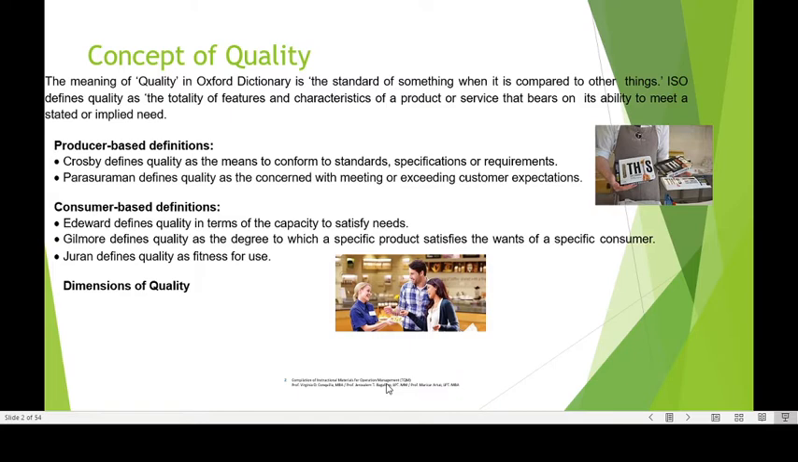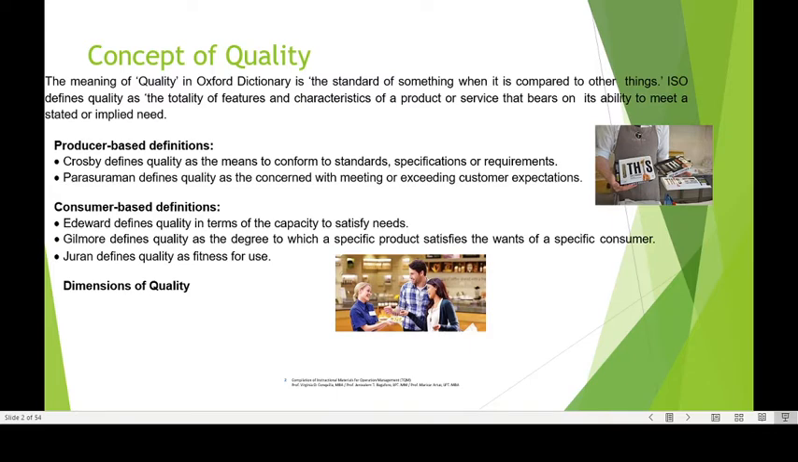So, we have the concept of quality. When we say quality in the Oxford Dictionary meaning, it is the standard of something when it is compared with other things. Ang ibig sabihin nito, masasabi mo na ang isang bagay has or had quality kapag na-meet niya yung tinatawag nilang goals and objective or na-meet niya yung taste mo as consumer.